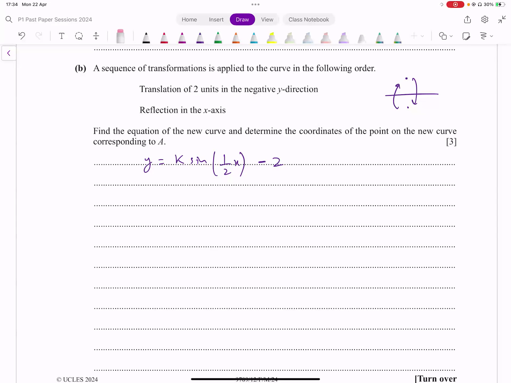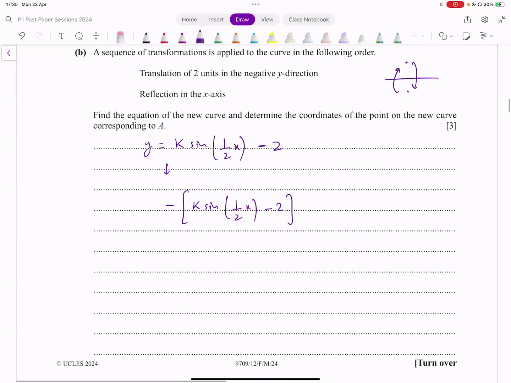Then what you have to do is, after that, you have to reflect in the x-axis. That means it's a vertical reflection, right? I told you why it's vertical. That means something is going to happen to the whole function. Now what we do is, after this first transformation, in the second step, we can say, let's multiply the whole thing by -1. So it becomes k into sine of half x minus 2, whole multiplied by minus.